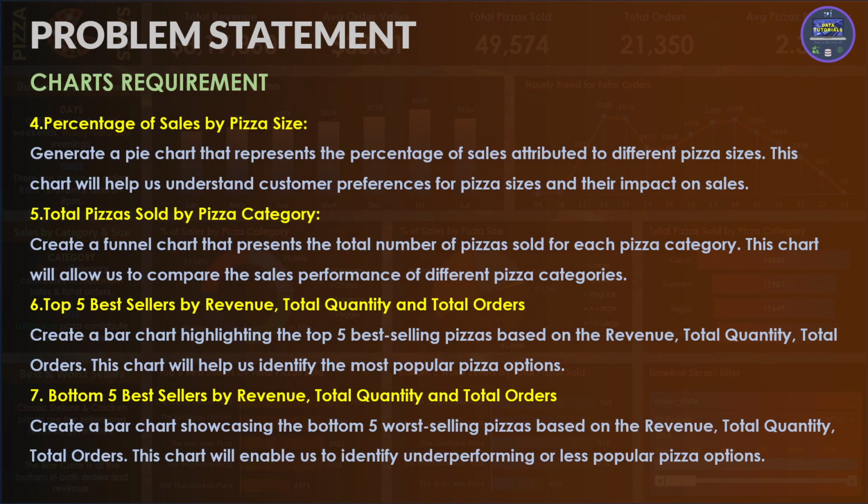The next one is percentage of sales by pizza size. So with respect to pizza size, what is the percentage of sales? Whether the large pizza or small pizza, who is the best performer? The next one, he's also asking us to find out total pizzas sold by the pizza category. So with respect to that, he wants us to create a funnel chart, but we are using a butterfly chart here. So this happens.